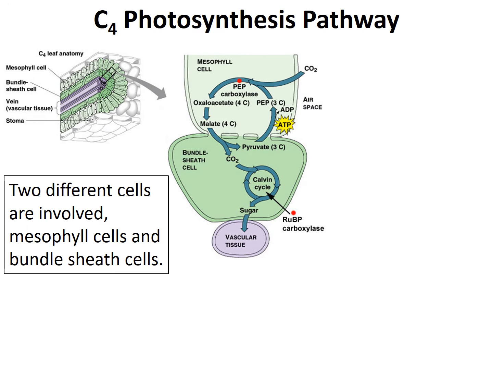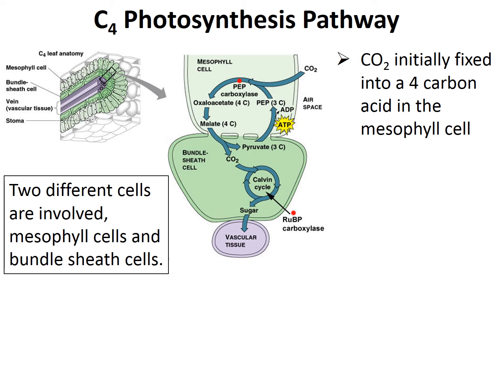The first thing to notice that's different about the C4 photosynthetic pathway is that it involves 2 cells. So in the C3 pathway, we only were working with the mesophyll cell. In the C4 pathway, we have the mesophyll cells, and then also the bundle sheath cells are involved in the process of photosynthesis.